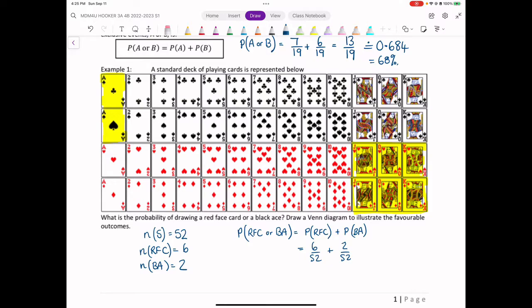Why? Because the number of red face cards here is 6 out of my sample space size, which is 52, plus my number of black ace cards here, again divided by my sample space of 52. And that together will give me 8 out of 52, which reduces to 2 out of 13, or approximately 0.154, or 15.4%.